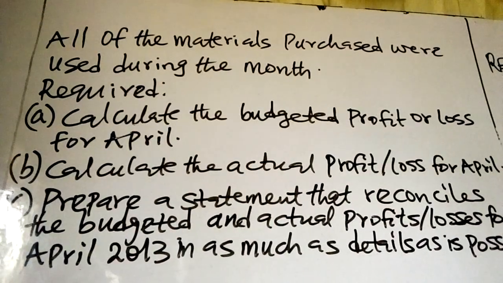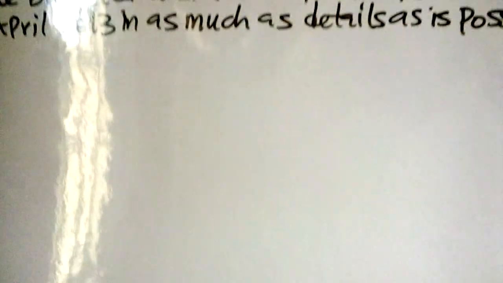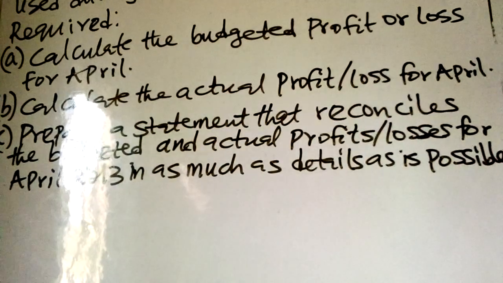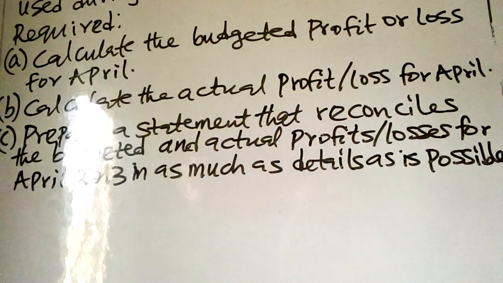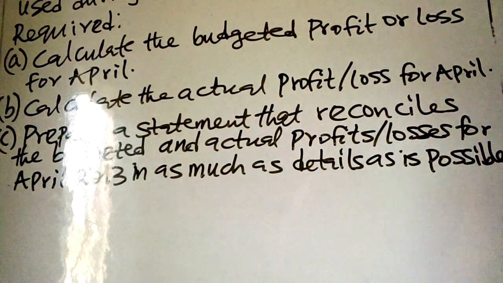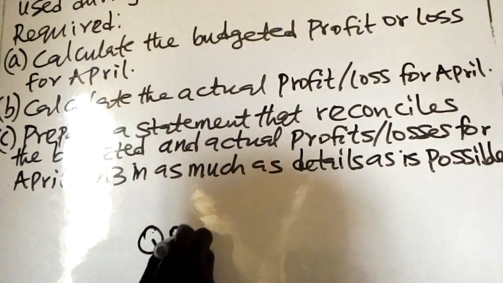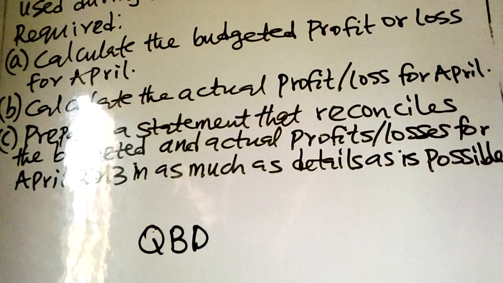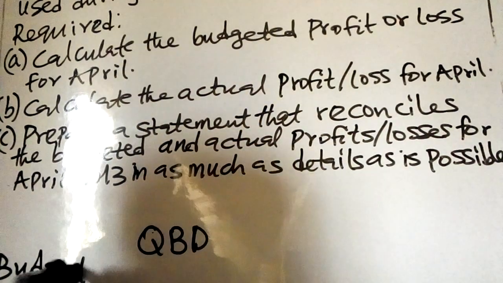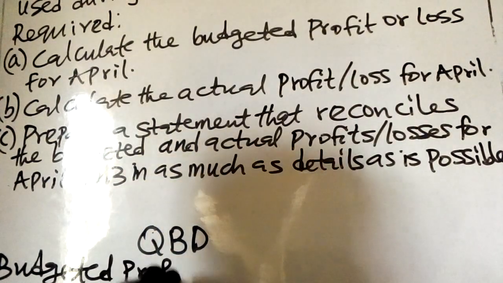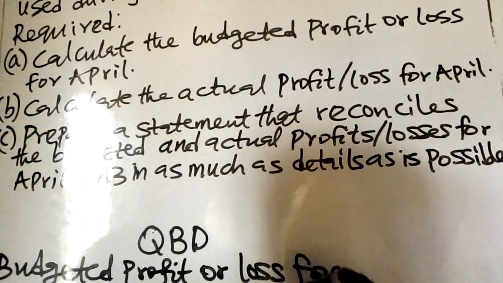So, we want to prepare a statement to reconcile the budgeted profit with actual profit. You have to calculate the budgeted profit or loss for April. So, the solution to the A aspect of the question: the budgeted profit or loss for April 2013.